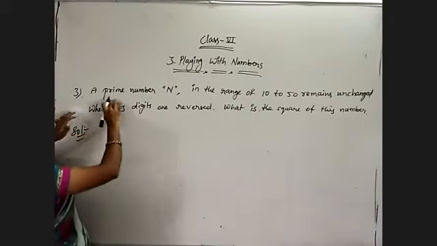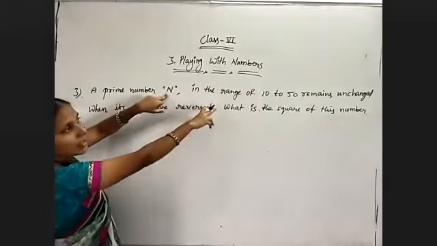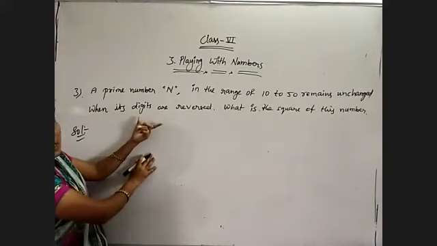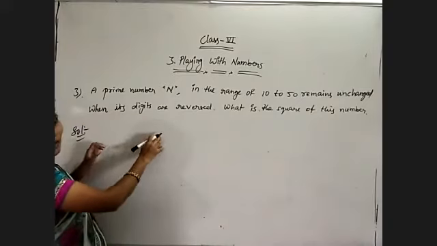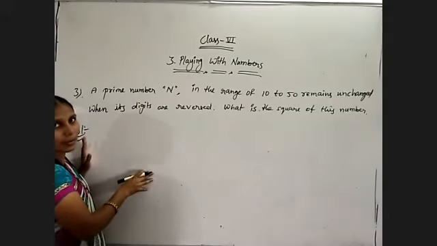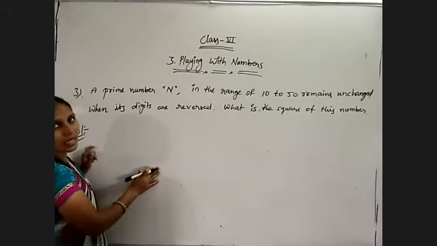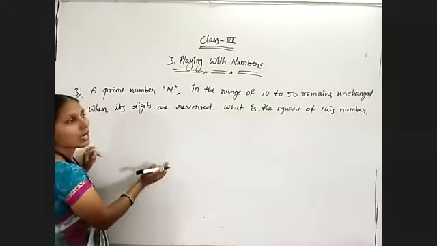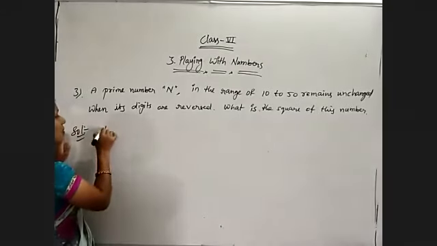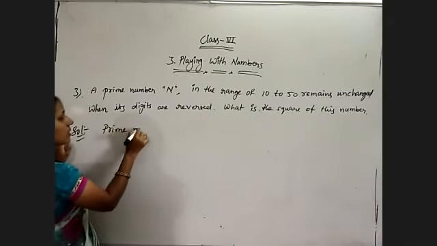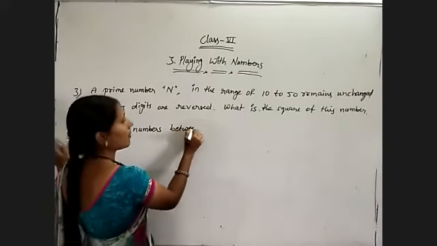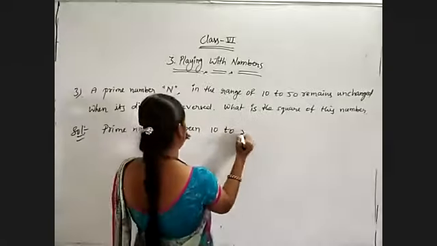Observe the question. A prime number n lying between 10 to 50 remains unchanged when its digits are reversed. So n is that number which, when the digits are interchanged, gives the same number, a palindrome number. First find out that number, and after that find the square of that number. Before that, write down the prime numbers between 10 to 50.